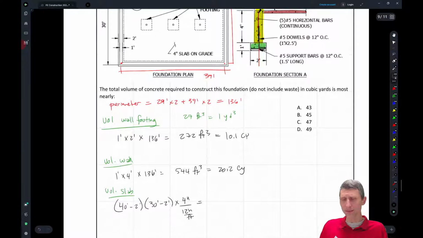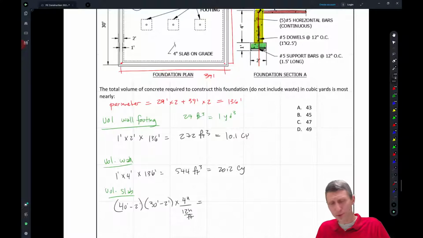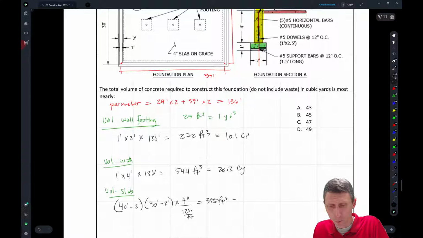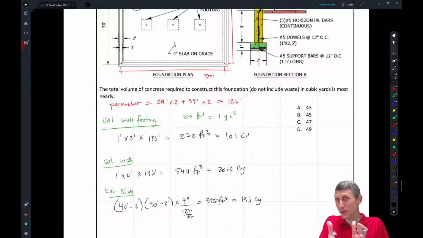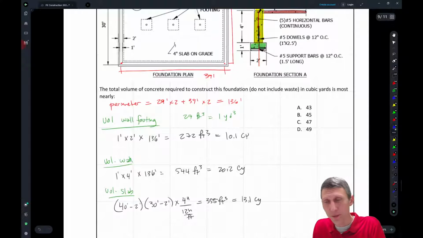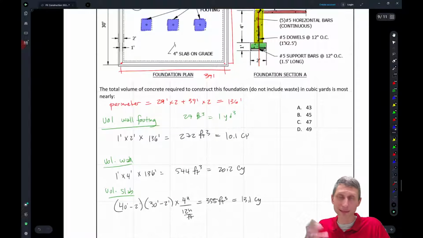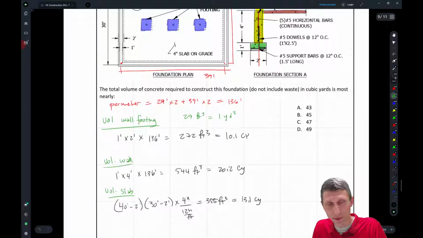And that'll give us, I think it gives me like 355 cubic feet, which is going to equal about 13.1 cubic yards. And somebody might want to just add all those up, but don't forget, take a look at your plan, because this plan also has some square footings, maybe for some pipe columns, or I don't know what they're for, but let's say that there's some columns in here, right? So if those are in there, we have to worry about them as well.